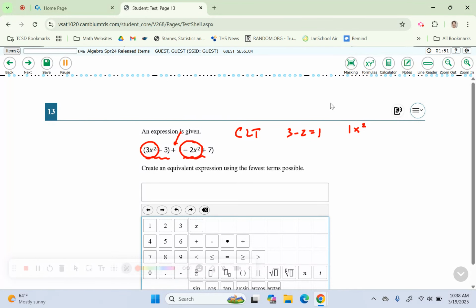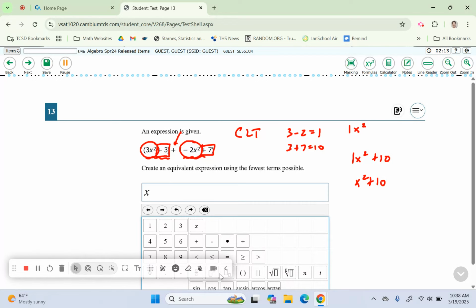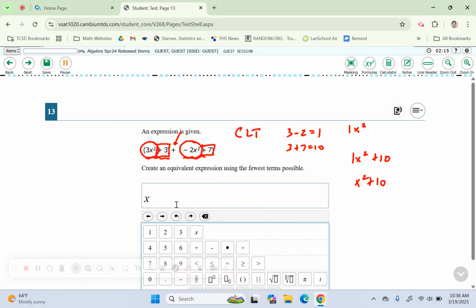And then the other two terms are just constants or numbers, positive 3 and positive 7. So we do 3 plus 7 is 10, and that's plus 10. So our answer here is you can either have 1x squared plus 10, or you don't need the 1, just x squared plus 10. So when we type it in, I would just do x, and you can use the squared button down here or shift 6, squared, arrow to the right, plus 10.